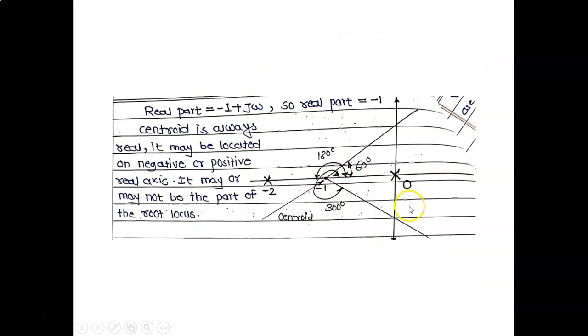Now, how to draw? See this. We have to draw the x-axis. We indicate 0, -1, -2. The y-axis is the imaginary axis. Locate here the centroid sigma = -1 and draw the angles. First the 60 degree line, then the 180 degree line, horizontal, and this 300 degree line. Therefore, the 3 asymptotes are drawn from the centroid sigma = -1.